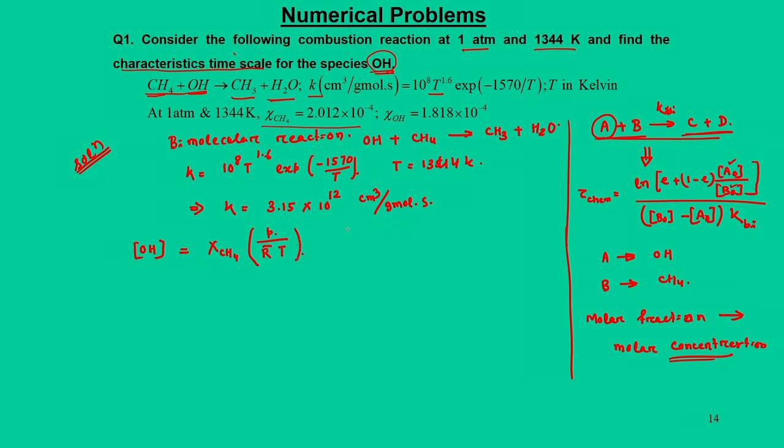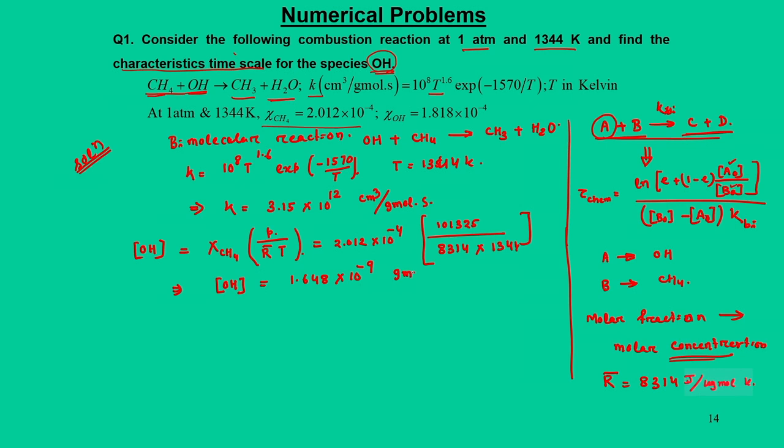X of OH is given as 2.012 into 10 to the power minus 4, pressure is 1 atmosphere, that is 101325 Newton per meter square, R bar is 8314 joule per kg mole Kelvin. So, you say 8314 into temperature 1344. So, we can get the concentration of OH as 1.648 into 10 to the power minus 9 gram mole per centimeter cube.